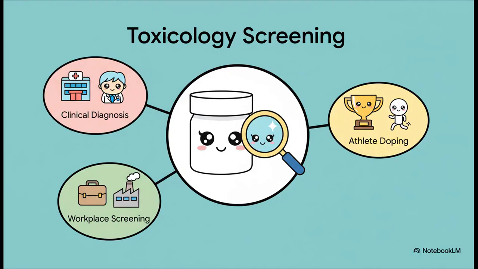So where do we actually use toxicology screening? Well, the applications are all over the place. In a hospital, you might use it to confirm a diagnosis, or to figure out if a patient in a coma is there because of drugs or something else. But it's also used constantly in occupational health for workplace and pre-employment screening. And of course, in the world of sports to test athletes for performance-enhancing drugs.